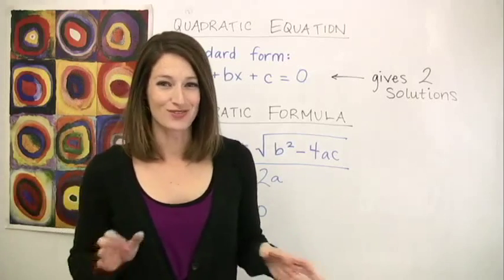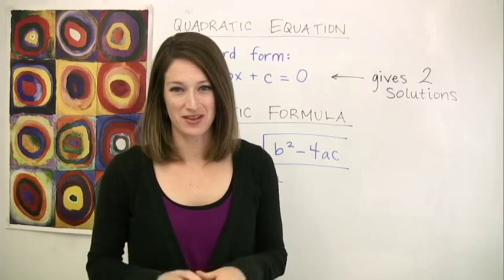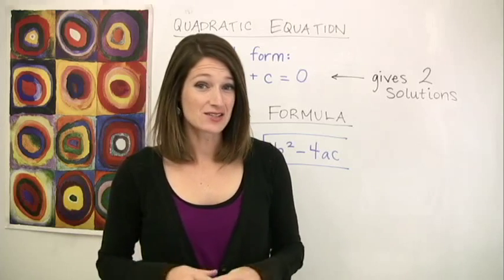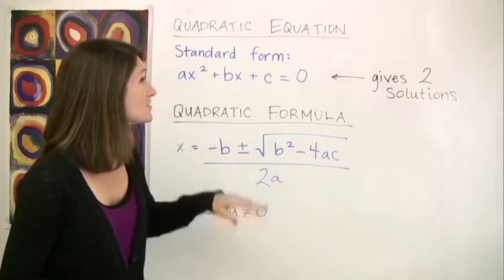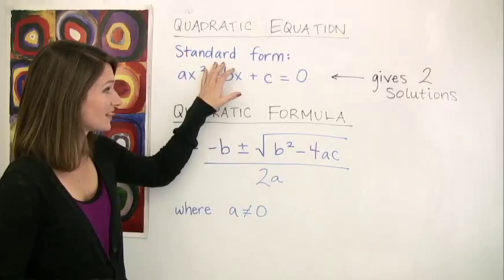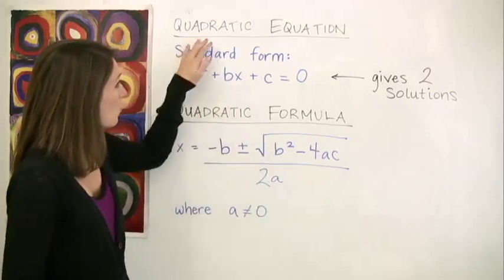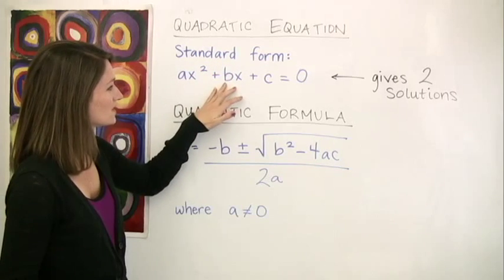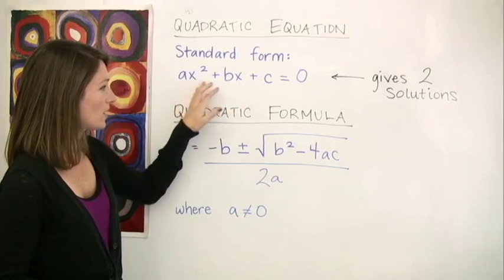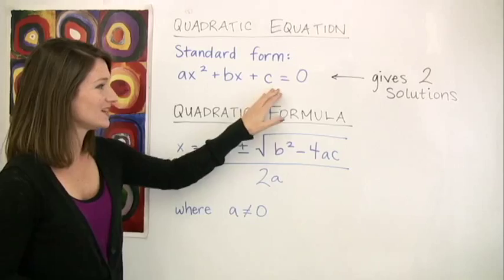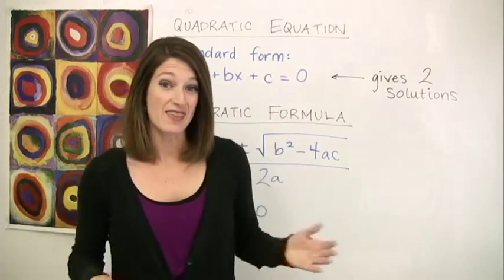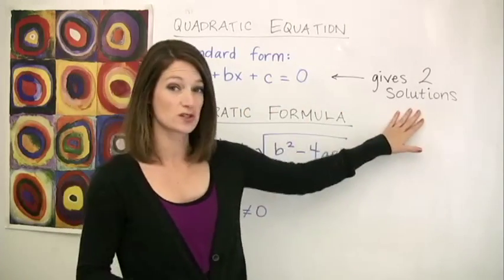You've practiced solving quadratic equations using the method of completing the square. Now let's talk about another method, and that's solving quadratic equations in standard form using the quadratic formula. So a quadratic equation in standard form looks like this: ax squared plus bx plus c equals 0. And that equation gives two solutions.